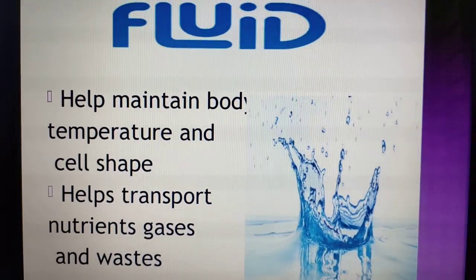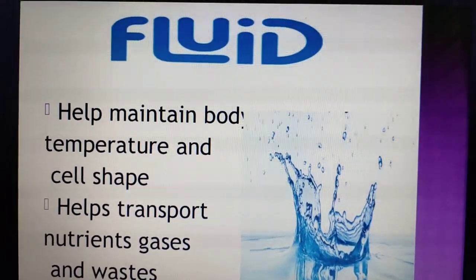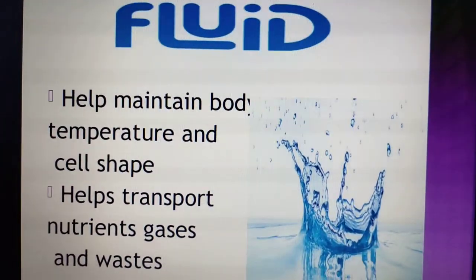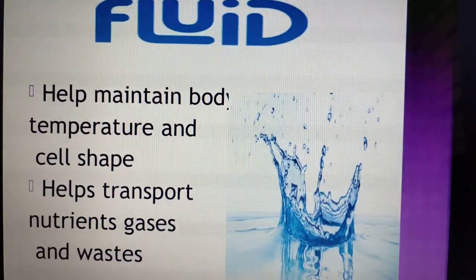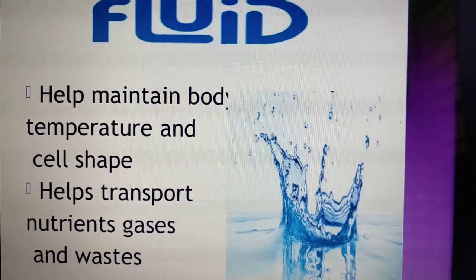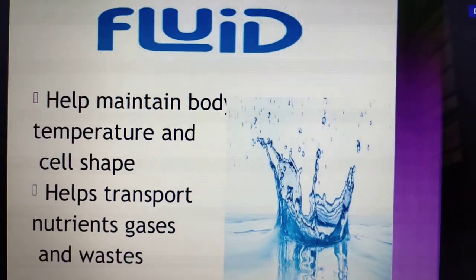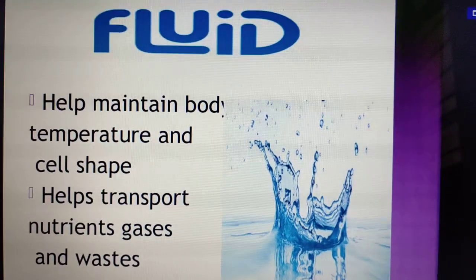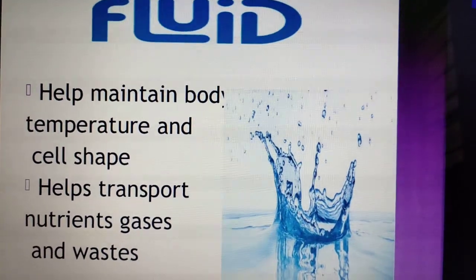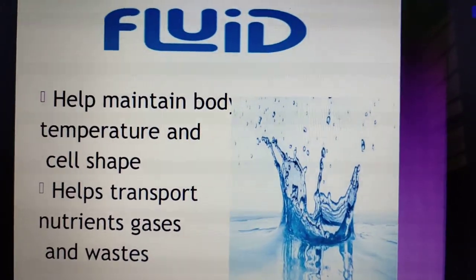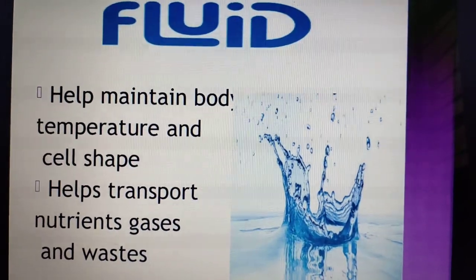What is a fluid? Fluid is a liquid contained in our body which helps to maintain the body temperature and the cell shape. It helps transport the nutrients, the gases and the waste. As we all know, all the macronutrients or micronutrients, once after the metabolism, are distributed via water only, isn't it? If water is there, it will help in the digestion, otherwise what happens? It does not reach all the body, isn't it?